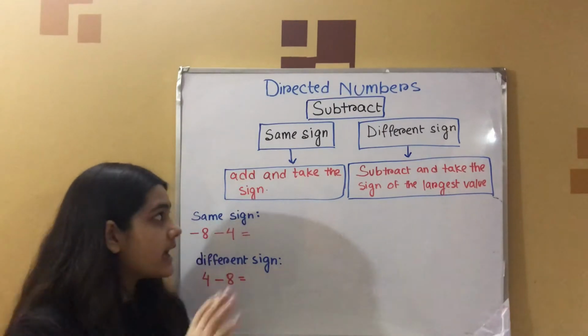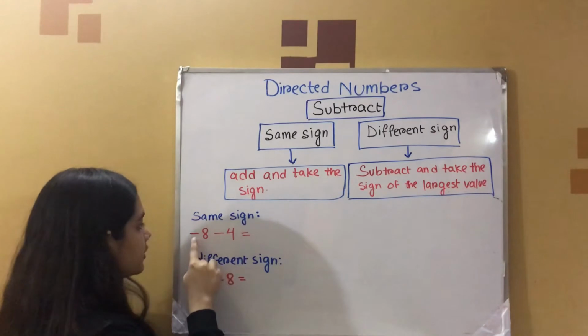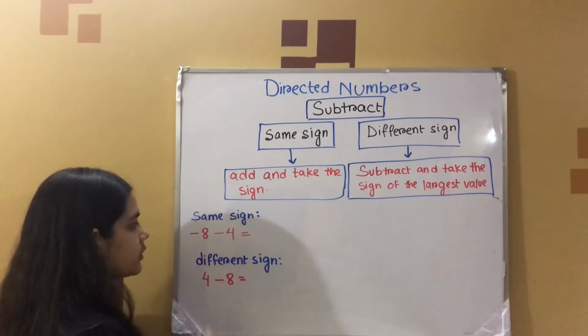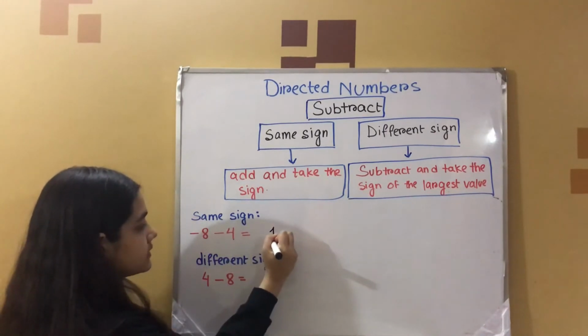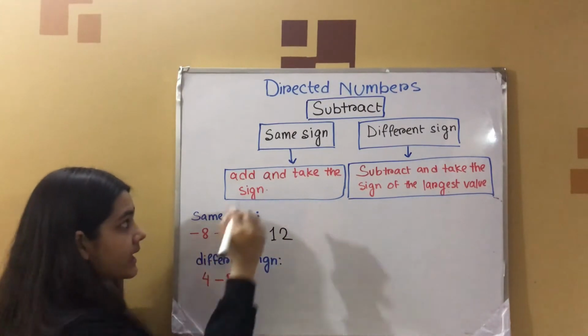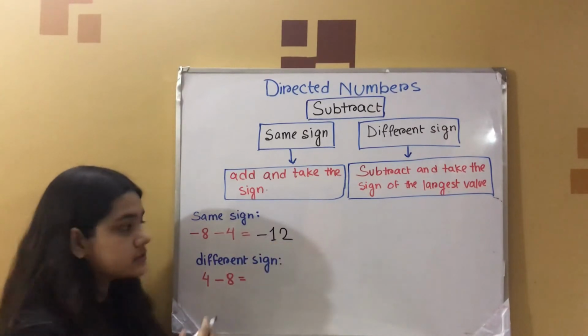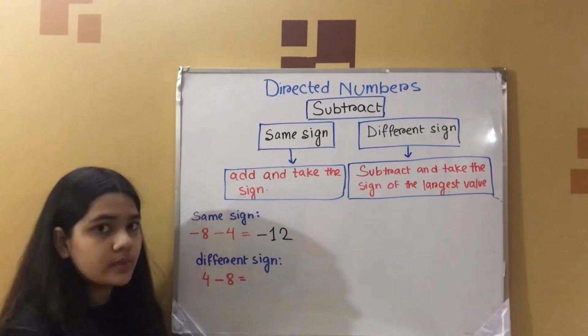When we have the same sign, we are going to add and take the sign. For example, minus 8 minus 4. First, we are going to add 8 plus 4 is 12, and we will take the sign. The sign is minus, so the answer will be minus 12.